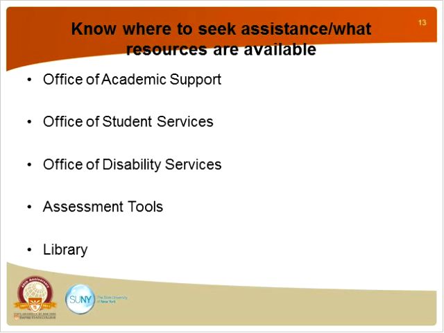My next point here is know where to seek assistance, what resources are available. I already kind of went through this, but what I didn't go through is what those offices are. These are just some quick ones. Obviously the Office of Academic Support, which is the office I am from, is where you seek anything to do with academics. If you need assistance with writing, if you need a tutor, if you need a coach because you are having some struggles with how to use a spreadsheet or how to navigate Angel, or you just really need some support, we're here.